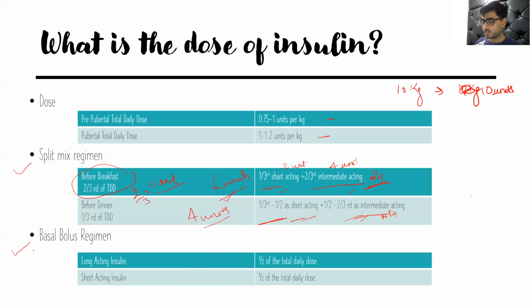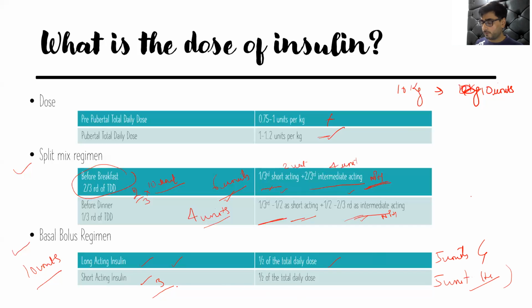Same is the basal bolus regime. Suppose it is 10 units. The total daily dose is calculated the same way, so it is again 10 units for a 10 kg child, and we have to decide between long acting insulin and short acting insulin. We give 3 boluses of short acting insulin, like Lispro or Aspart, and one long acting insulin. What we do here is half of the total daily dose should be glargine. So it is 5 units of glargine, and 5 units of short acting, suppose Lispro.